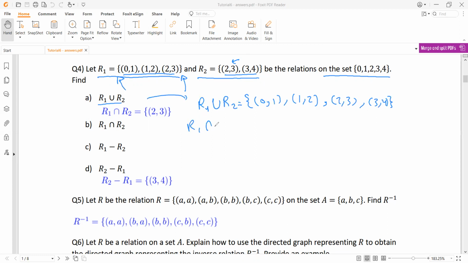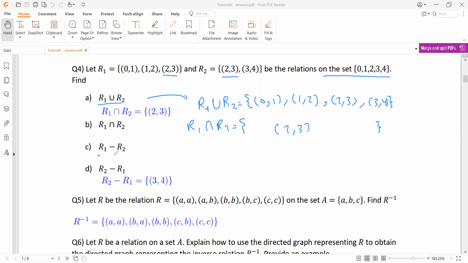Can you do the intersection? Yeah, of course. The common values between the two relations. What are the common tuples between the two relations? The tuple, the pair 2, 3.